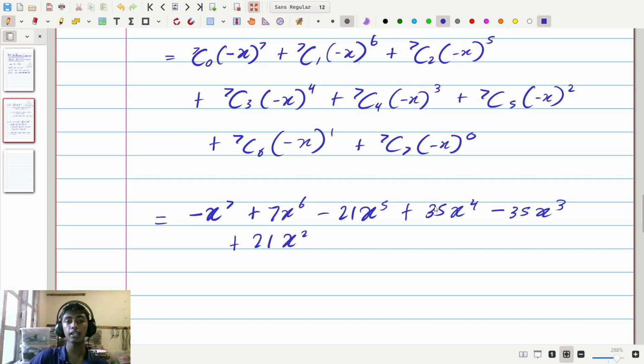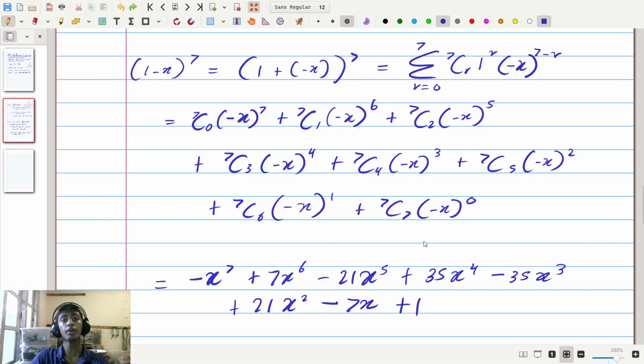squared. Finally, for the last two terms, 7 choose 6 is 7. So we have 7 times negative x to the power of 1, which is negative x. So we have minus 7x, and finally 7 choose 7 is 1, and negative x to the power of 0 is also 1. So we can see that 1 minus x to the power of 7 is minus x to the power of 7 plus 7x to the power of 6 minus 21x to the power of 5 plus 35x to the power of 4 minus 35x to the power of 3 plus 21x squared minus 7x plus 1.